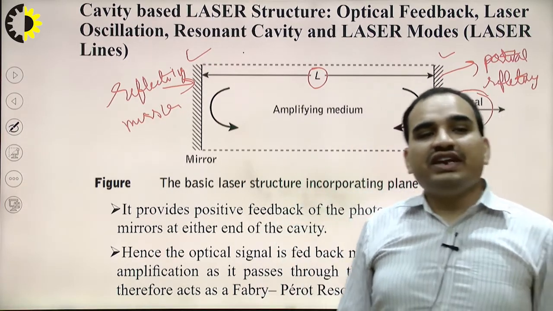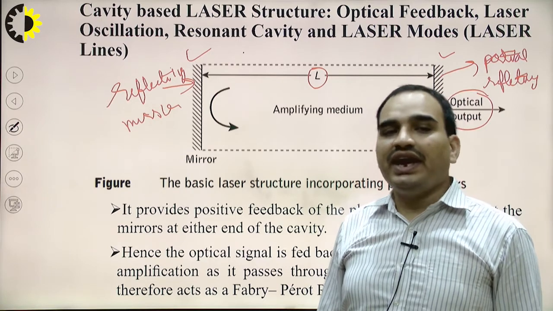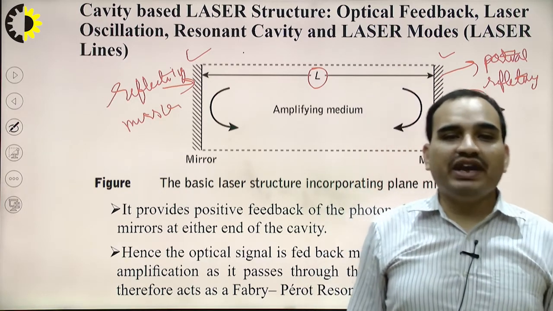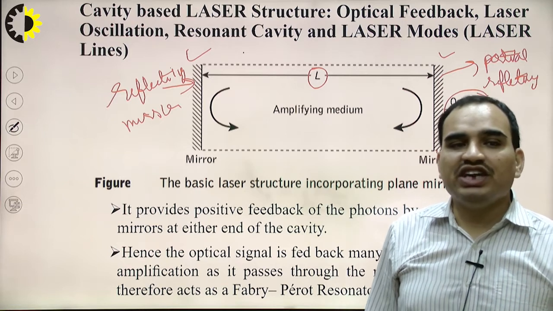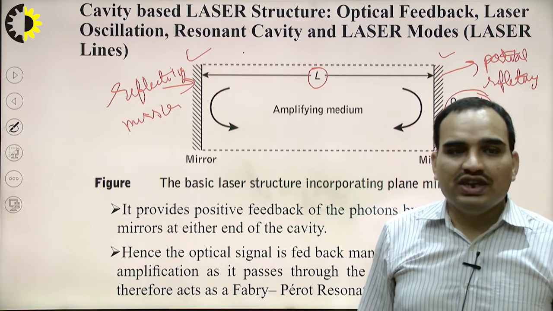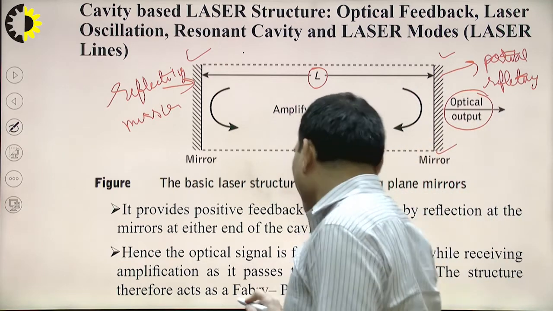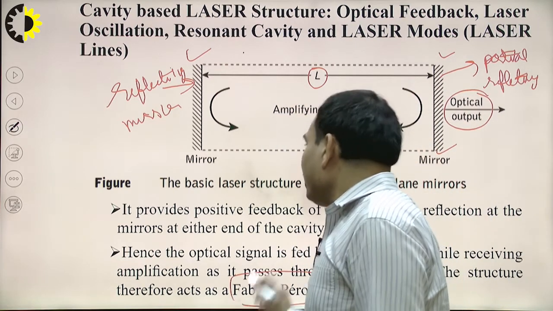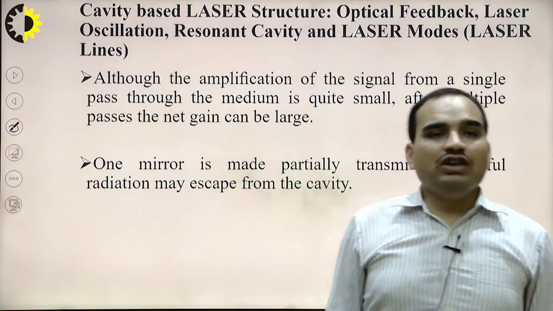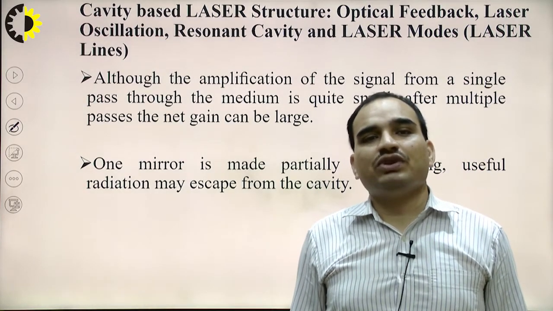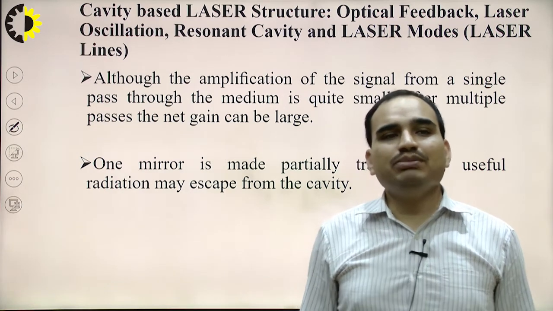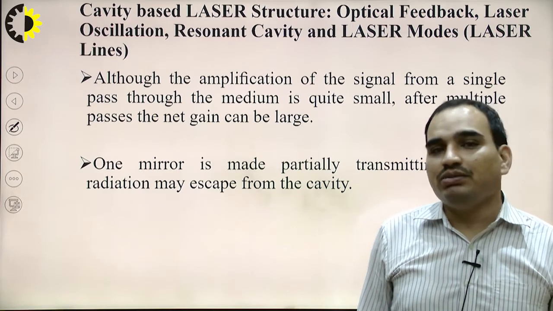Reflection at the mirrors at either end of the cavity feeds the optical signal back many times while receiving amplification as it passes through the medium, and the structure therefore acts as a Fabry-Perot resonator. So, this structure is known as the Fabry-Perot resonator. Although the amplification of the signal from a single pass through the medium is quite small, after multiple passes the net gain can be large.